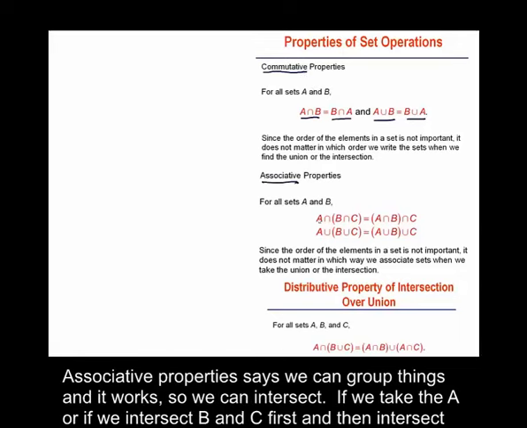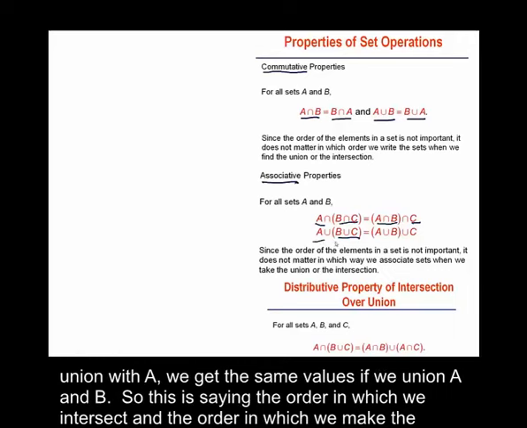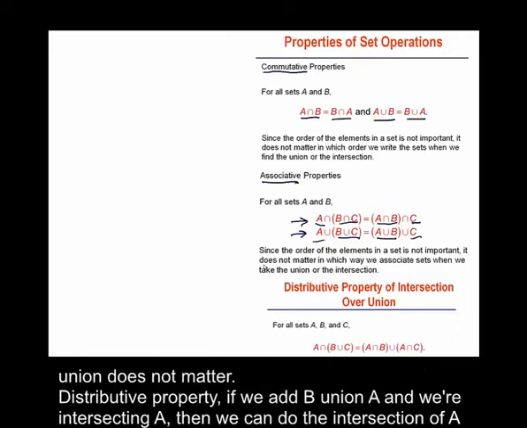Associative property says we can group things, and it works. If we intersect B and C first and then intersect with A, we'll get the same value as if we intersect A and B first and then intersect with set C. If we find the union of B and C and then union with A, we get the same value as if we union A and B first. So this is saying the order in which we intersect and the order in which we make a union does not matter.